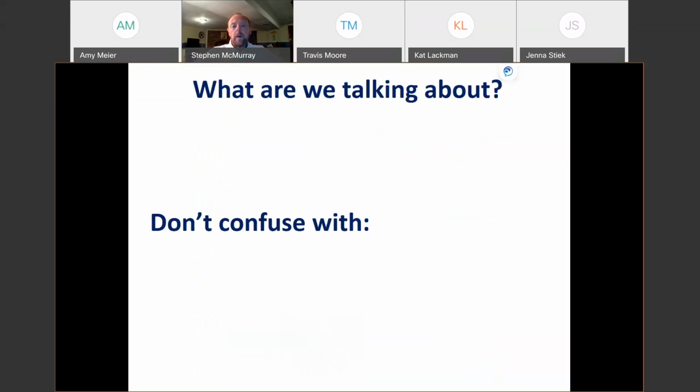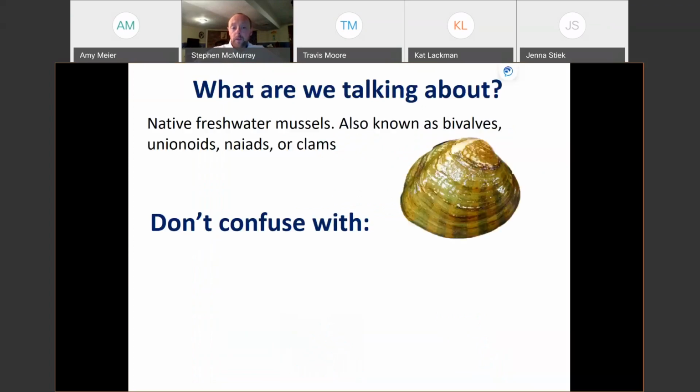What are we talking about? We're talking about native freshwater mussels. They're also commonly known as bivalves. They have two shells, and each shell is called a valve, so bi meaning two valves. Unionoids, naiads, or clams. And Dr. Barnhart talked about this a little bit in his first presentation on biology.